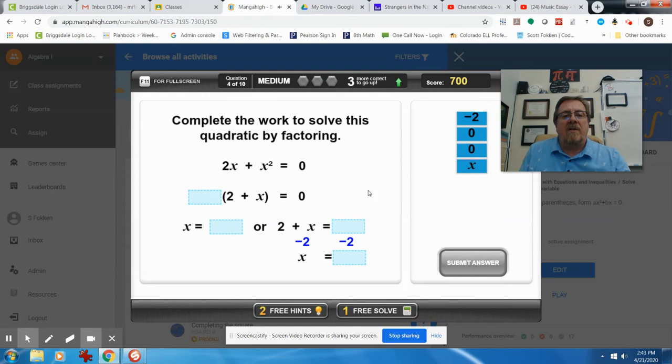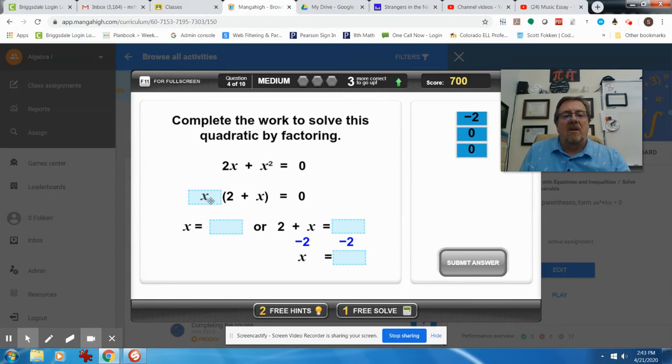Complete the work to solve this quadratic by factoring. Now, again, we're going to look at this and say, what do they have in common? Looks to me like you could take an x out of both of those. So you can take an x out. 2x divided by x leaves you with 2. X squared divided by x leaves you with an x.